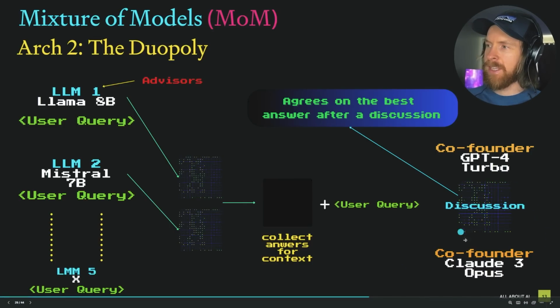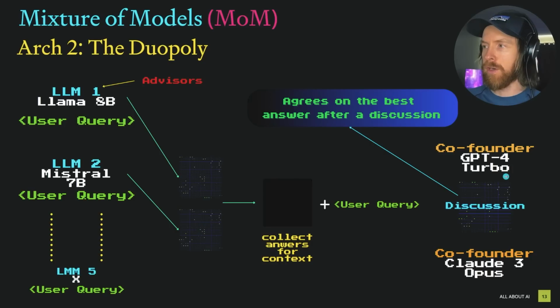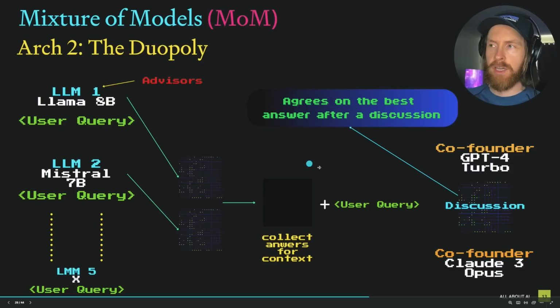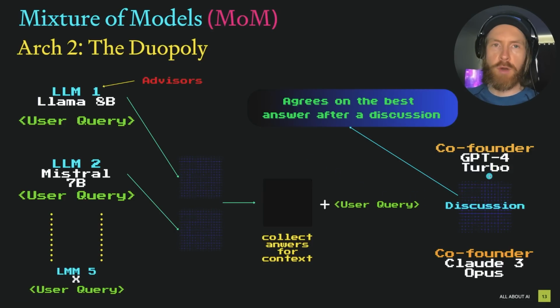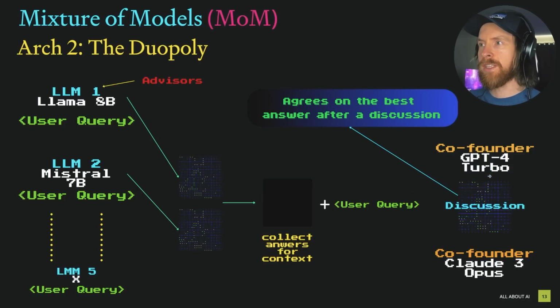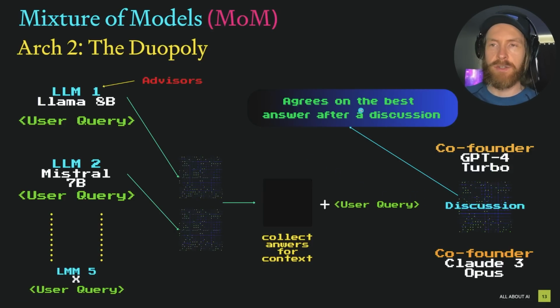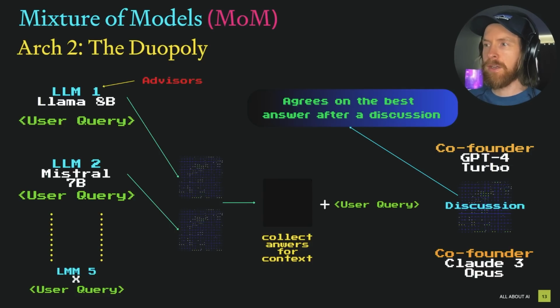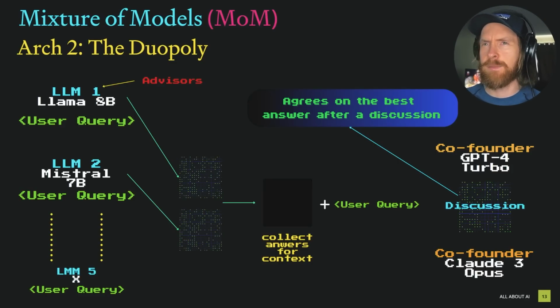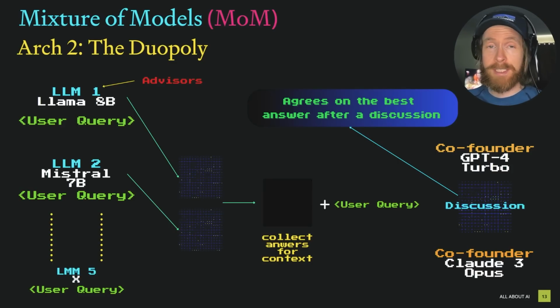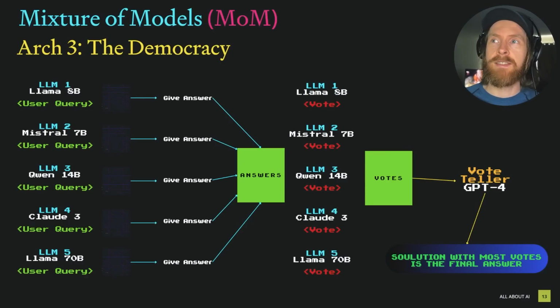And here we set this up so that Claude 3 Opus and GPT-4 are going to discuss what the findings are from the advisors, and then try to come to an agreement on what is going to be the best answer to this problem. They're going to discuss among themselves. I found a pretty cool way to do that. Very interesting. I think this is my favorite architecture. We will see. And the final one is the democracy.